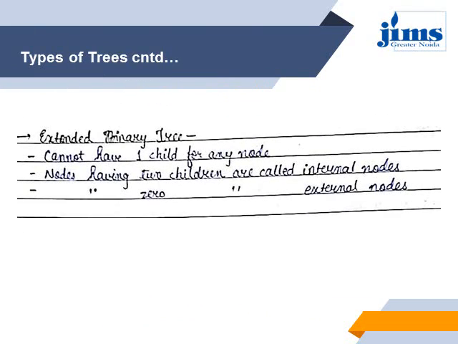Next, the extended binary tree. An extended binary tree is a tree where there cannot be one child node for any node. That means in an extended binary tree, a node can have either 0 nodes or 2 nodes. The nodes having 0 child nodes are known as the external nodes, and those nodes having 2 child nodes are known as the internal nodes.